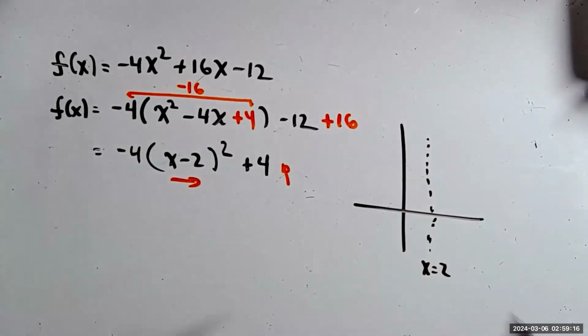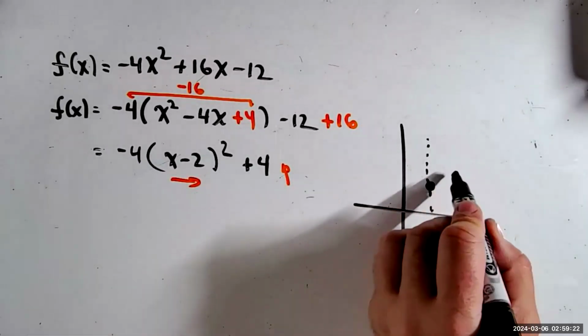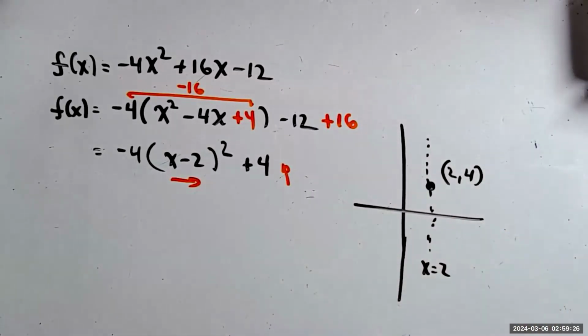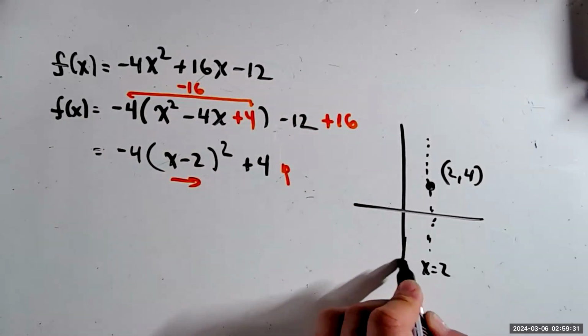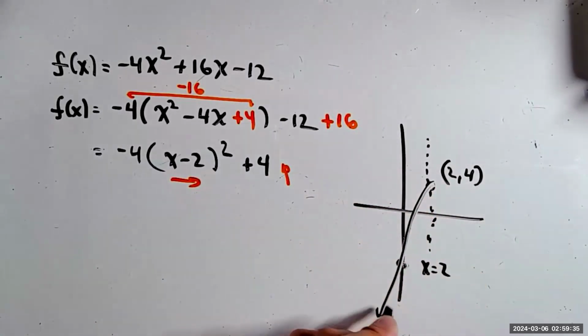My axis of symmetry is x equals 2, and this is (2, 4), my vertex, so that's the highest value, 4. And the y-intercept is -12, so somewhere down there. Okay, so my parabola would be like that.